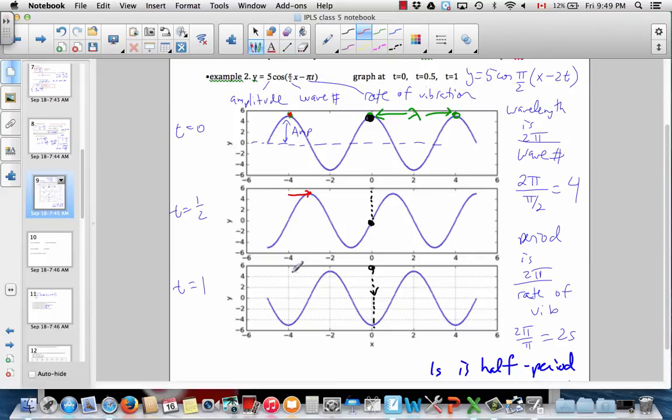Then in a full second it had traveled over 2 meters. So it is indeed going 2 meters per second. That is the wave speed. So we can see that we get lots of information from this equation. We get the amplitude, the wave number, which tells us the wavelength, the rate of vibration that tells us the period, and then when we factor, we get the speed.